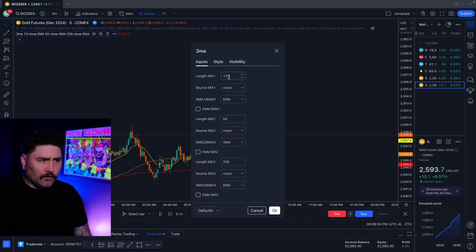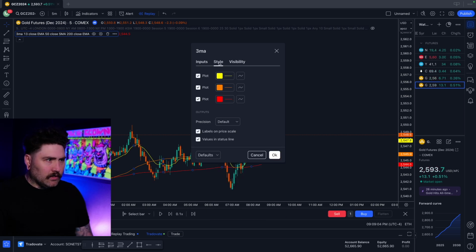It is a 13 EMA, a 50 SMA, okay, and then another 200 EMA. And if you use just a 3MA indicator, the colors are yellow, orange, and red. I left them like that. The smallest EMA is yellow in order. So you can change it to any color, obviously, but the yellow, orange, and red made the most sense for me.